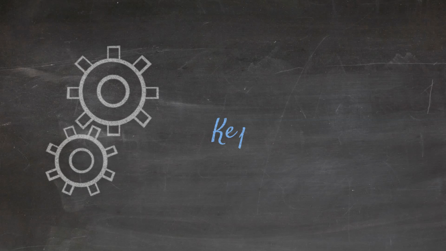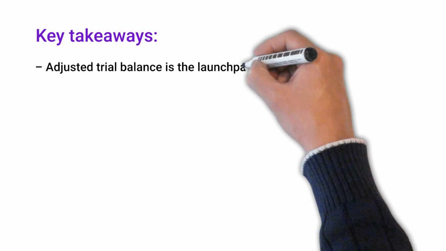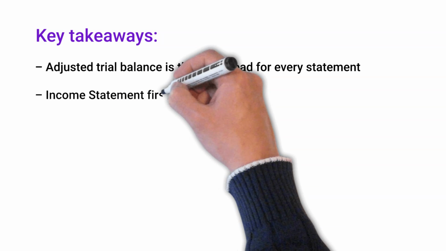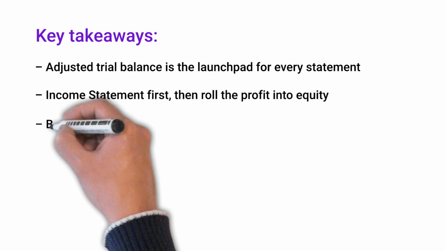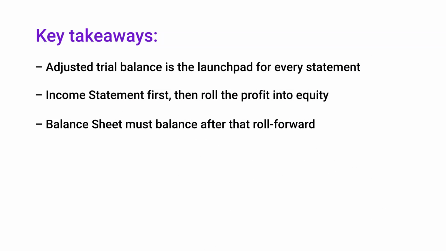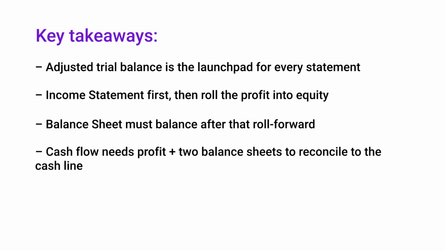Let's summarize the lesson. Adjusted trial balance is the launchpad for every financial statement. Start with the income statement, then roll the profits into equity. After that equity roll forward with profits, the balance sheet must balance. Cash flow needs profit plus two balance sheets to reconcile to the cash line. And that's how you turn a trial balance into financial statements.